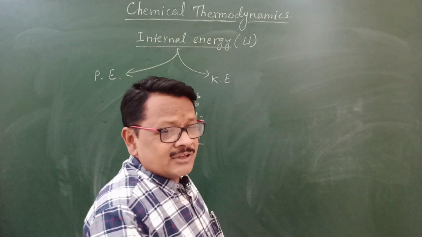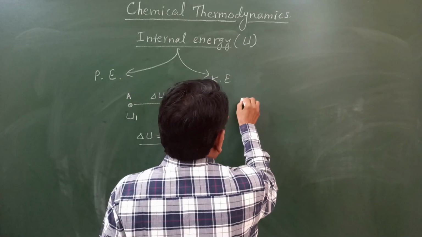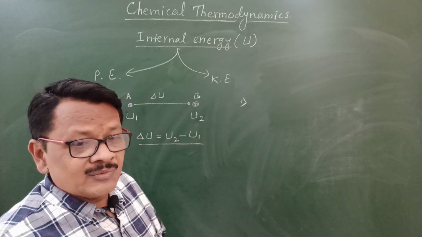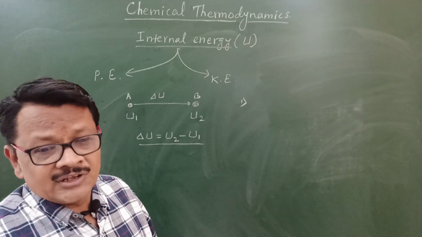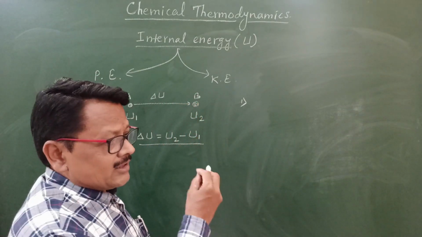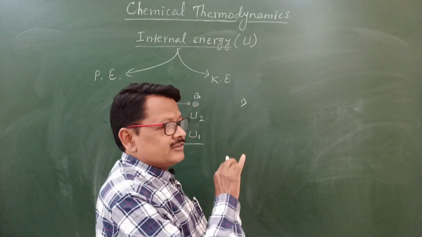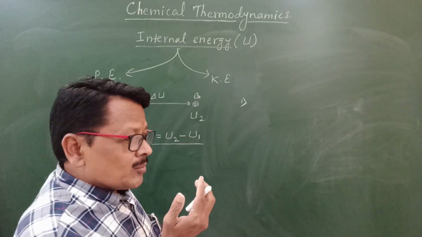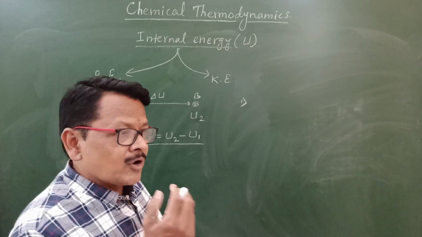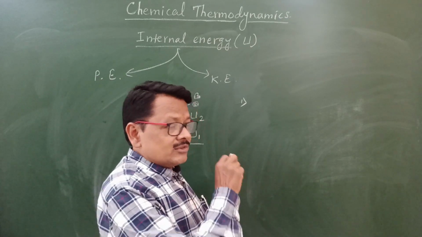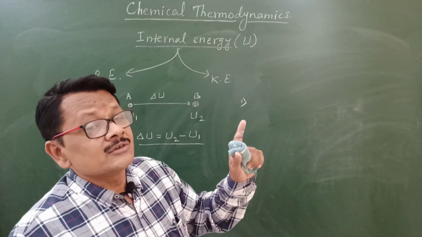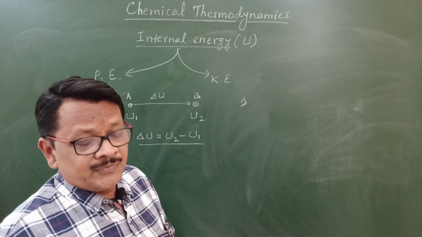What are these two ways? What are the two ways by which the internal energy of the system or a particular substance increases? When we supply heat to a particular substance, its internal energy increases, and by doing work on that system from its surrounding, in both cases the internal energy of the system or substance increases.